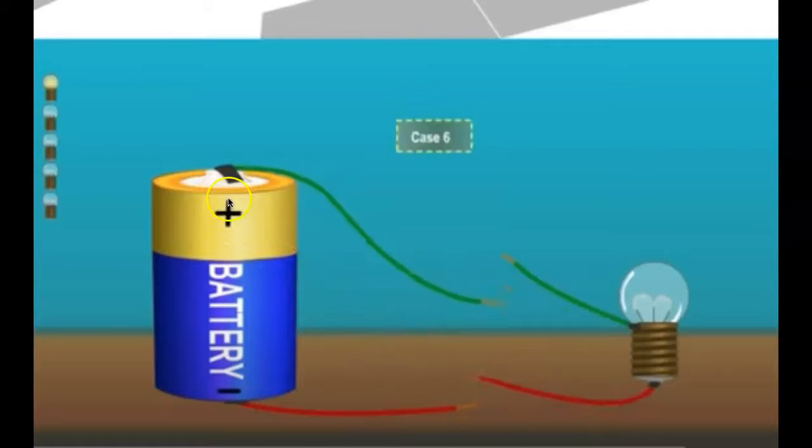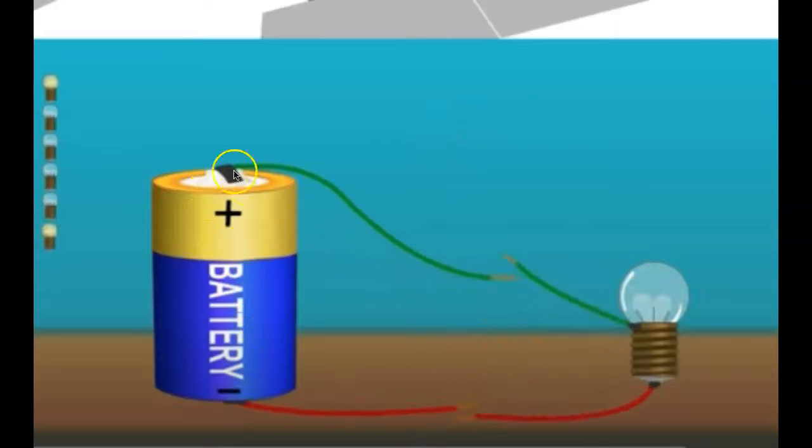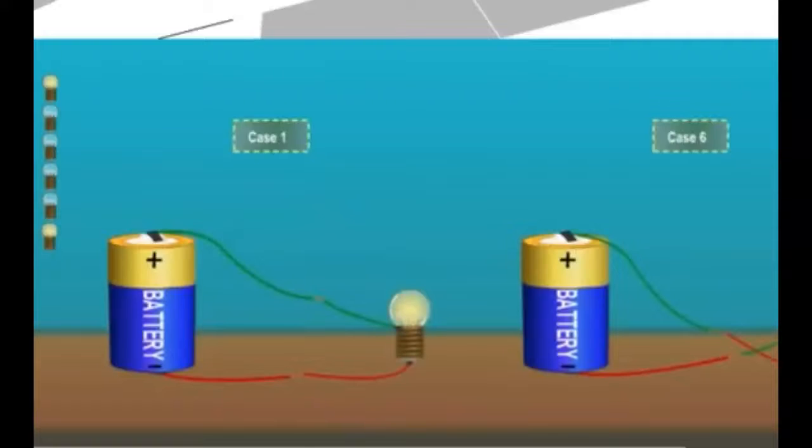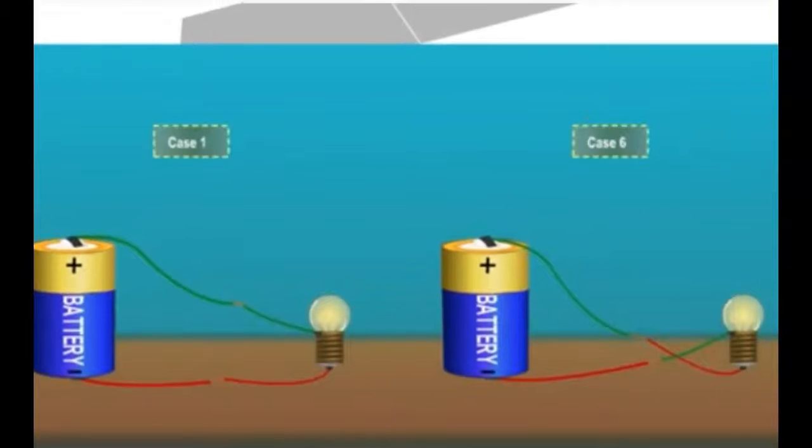That was positive and positive. We have north and south, positive and negative. That bulb glows in case of first and sixth. In case of first and sixth, starting from the positive terminal of the cell, there is a continuous path for the electricity till it ends at the negative terminal, and hence the bulb glows.